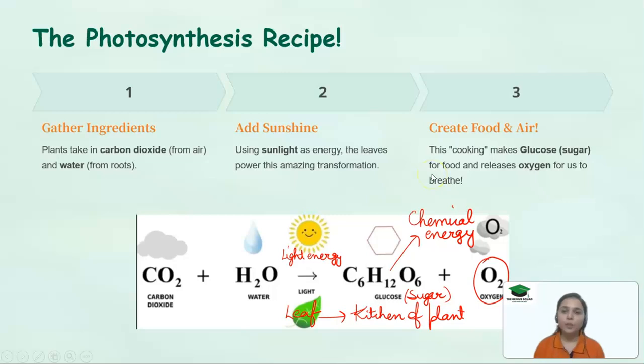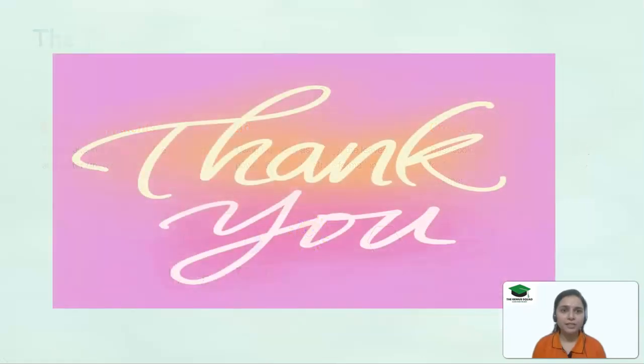So let us do a quick recap. What is photosynthesis? It is a magical process wherein the light energy gets changed into chemical energy, or we can say the plant with the help of light energy is able to make up its food. Okay, students, so that was all about the magic of photosynthesis.